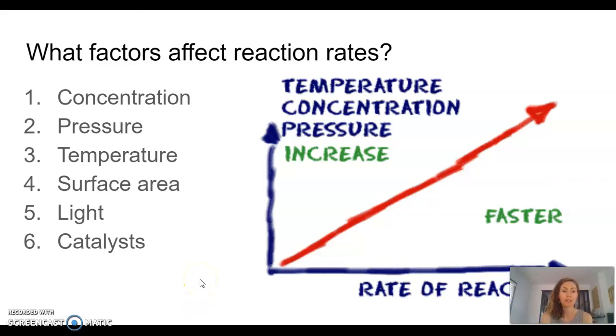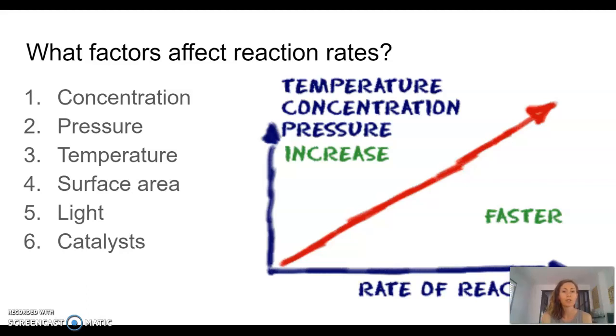There are 6 things that can affect reaction rates, or how quickly the reaction is going to occur: concentration, pressure, temperature, surface area, light, and catalyst. And we're going to look at a few of these in more detail. But here's just a little graph here, again, looking at the rate of reaction.